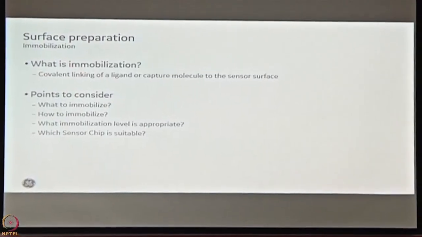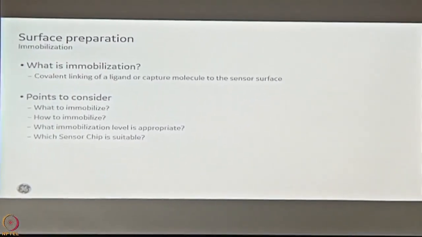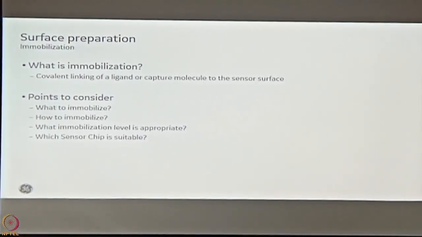So first of all, what is immobilization? We all know, right? How do we stick it to the surface? We covalently link it, right? It is not just any attraction, it's a covalent linkage. So once you immobilize, it is immobilized for good. You cannot strip it out, okay? Once you immobilize something on the surface, you can't strip it out, right?